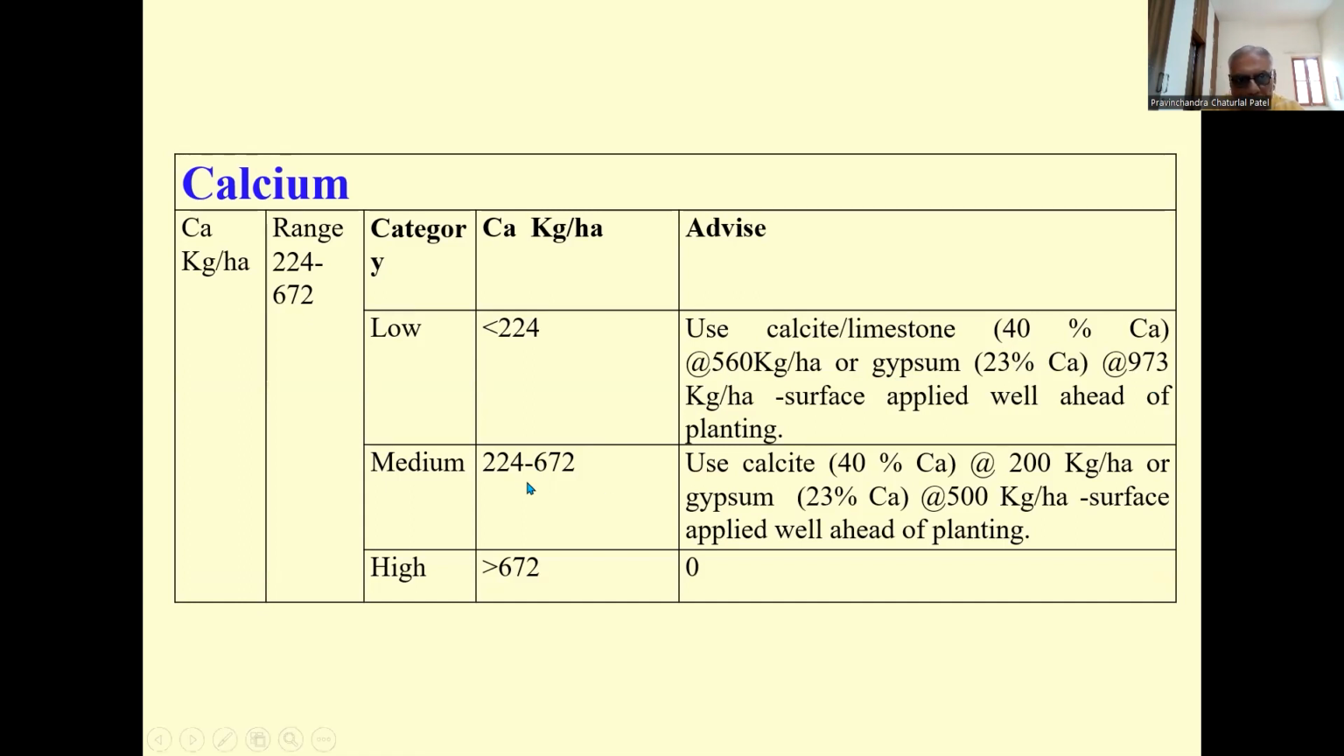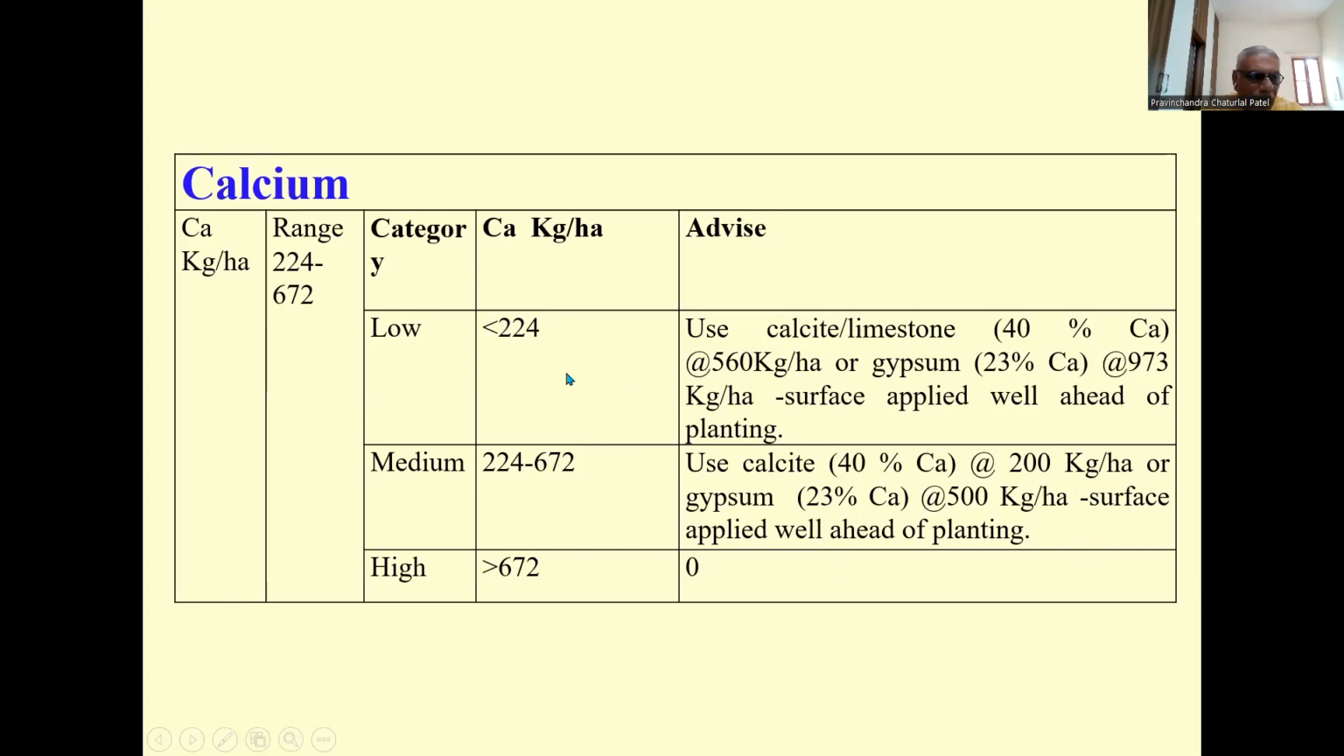So the rate of the gypsum is greater. Then for magnesium, 224 to 672 kg per hectare, you should apply calcite at the rate of 200 kg per hectare or gypsum at the rate of 500 kg per hectare, surface applied well ahead of planting.